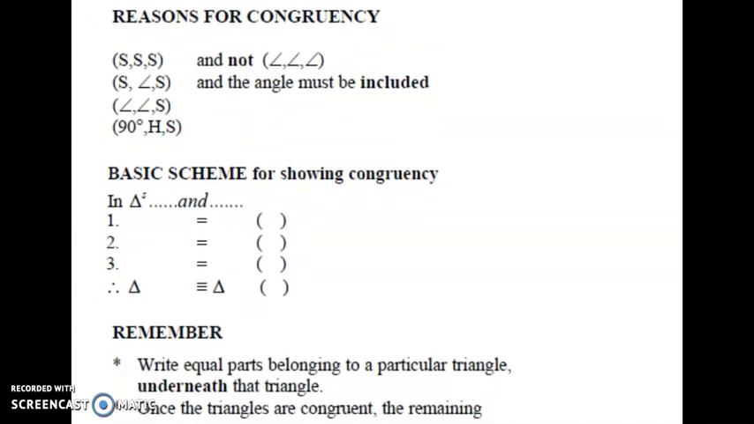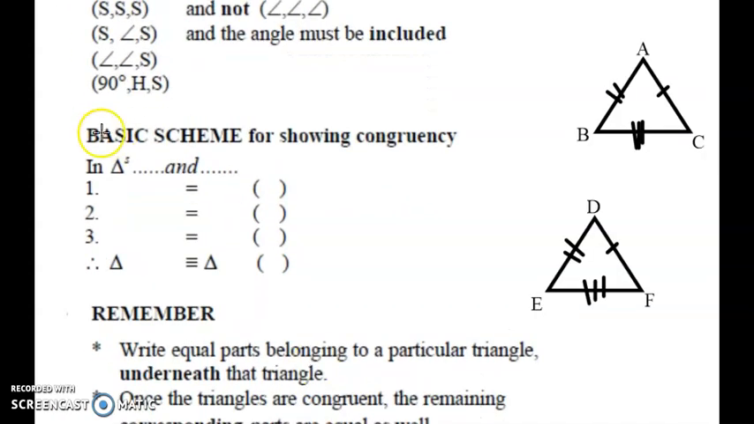Firstly, there's a basic scheme of how we write things. When we write out congruency, we will show the one triangle and the other triangle. We write in triangles ABC and DEF, then we'll write the first thing that is the same. For example, AC is equal to DF. Number 2, there's a reason, in this case it was given. Number 2, we will say AB is equal to DE.